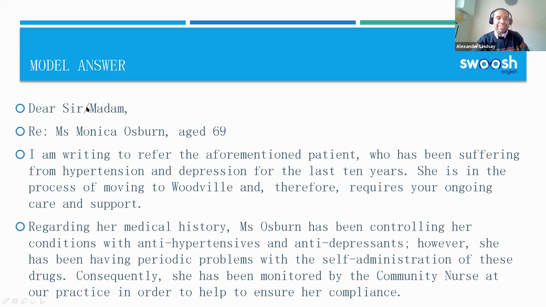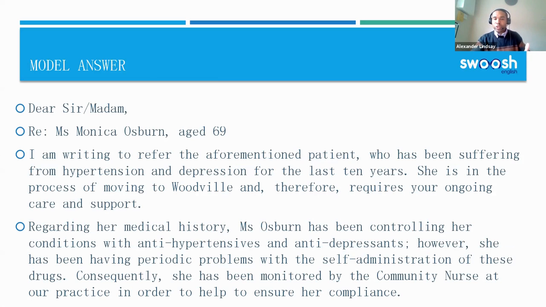So first of all, you can see, Dear Sir or Madam, as before, because we don't know the exact name of the person we're writing to. RE: Ms. Monica Osborne, so Ms. this time, not Mrs. And we've got her age, aged 69. So we have that information. So we've used "the aforementioned patient", so we're not repeating the name in the first paragraph, who's been suffering from hypertension and depression for the last 10 years. She is in the process of moving to Woodville and therefore requires your ongoing care and support.